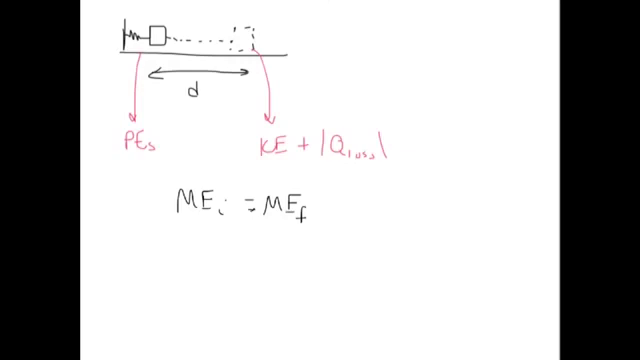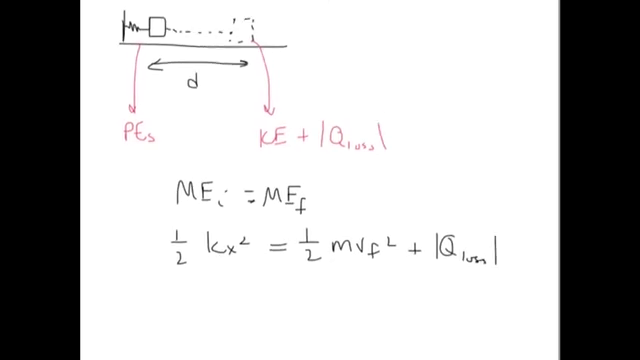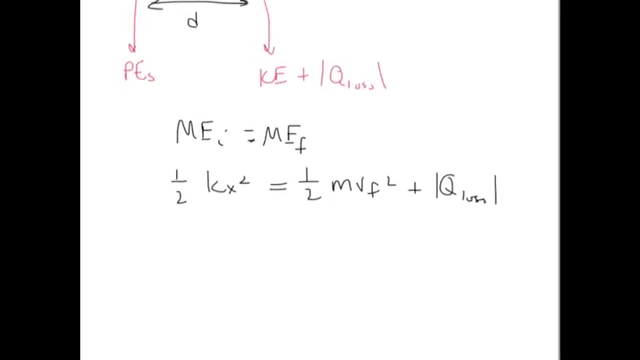So we could say that we have 1/2 kx squared equals 1/2 mvf squared plus some Q loss, some energy loss in this problem. Again, the spring energy is the 1/2 kx squared in the beginning. The kinetic energy at the end is the 1/2 mvf squared. Q loss is our energy loss due to friction. So we have to remember what is causing this loss due to friction. That's the key here.